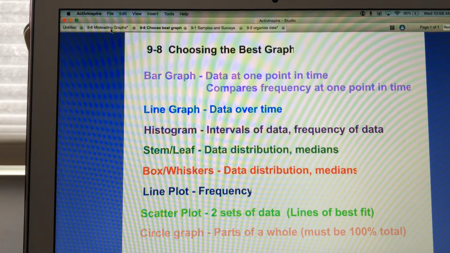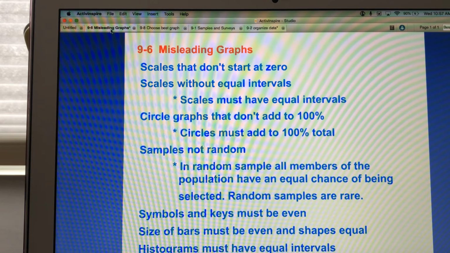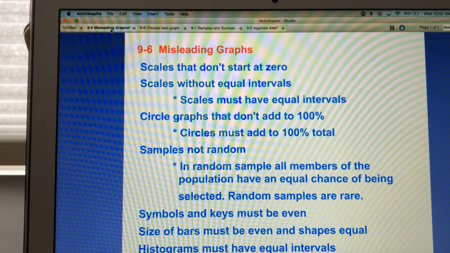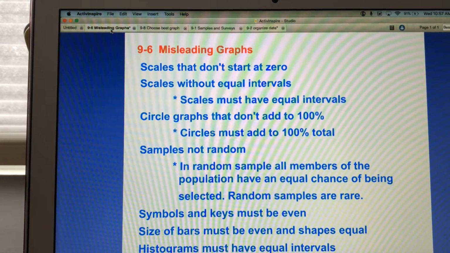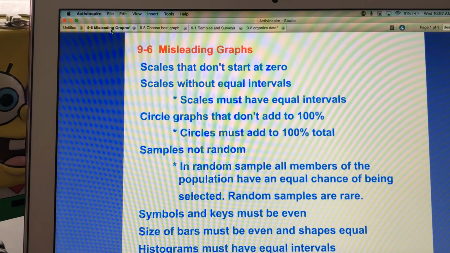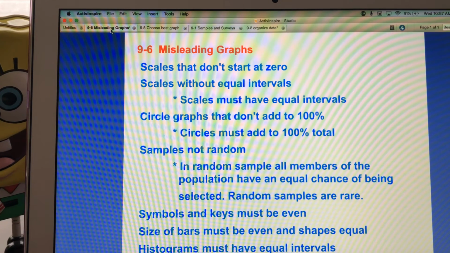One last slide that I'm going to add in here. Misleading graphs. When kids make graphs, how do you know they work? You have to be careful. Your scales, they must start at 0. They can't skip. You have to start at 0. Your intervals have to be equal. You can't go 0, 5, 20. If you're going by 5s, the whole graph has to be by 5s. They have to be equal. You can have circle graphs, but remember that they have to add to 100%. Circles must be 100% or it can't happen.